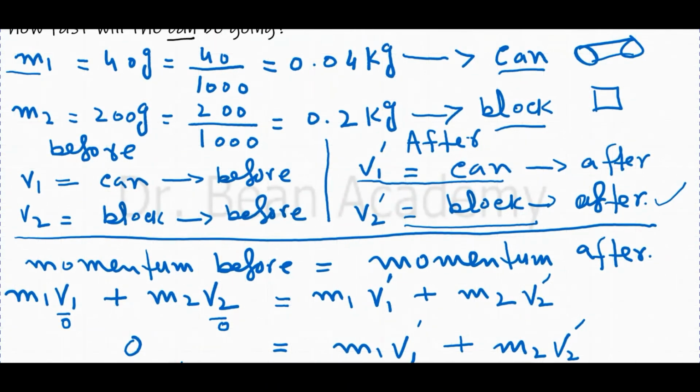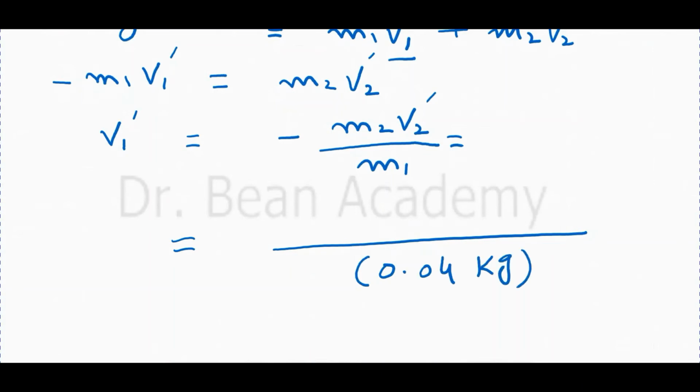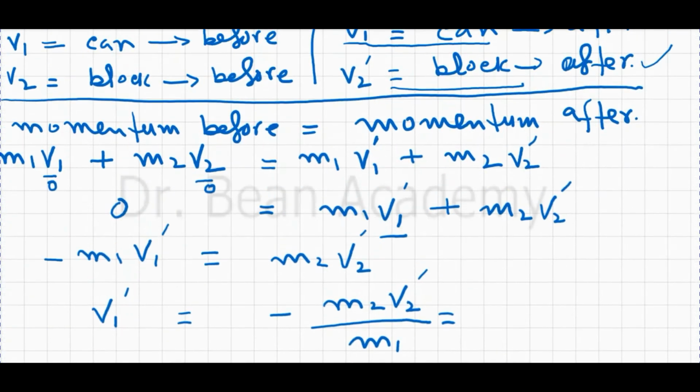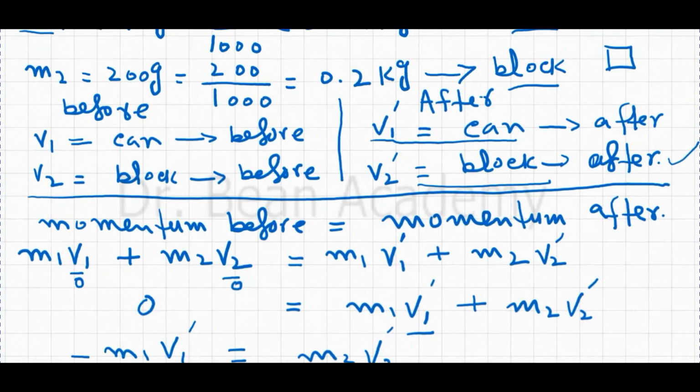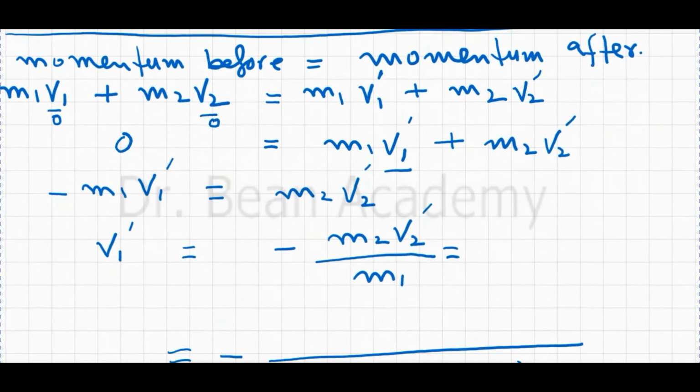I will plug in the values now. m1 is 0.04 kg. Of course there is a negative sign. And then let me see what m2 is. m2, the mass of the block, is 0.2 kilogram.